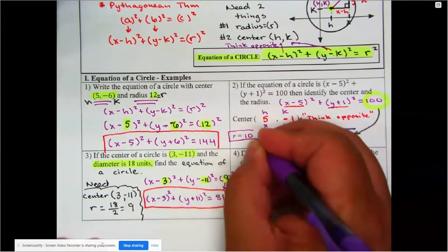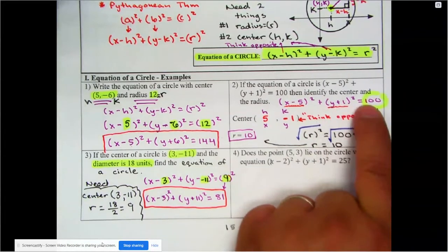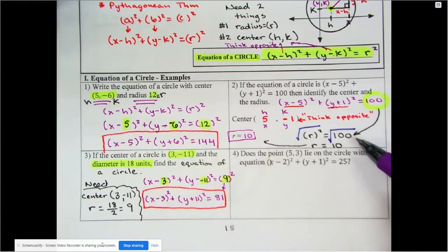So the concept or the idea here is, as soon as they give you an equation of a line, keep in mind, this is the radius, but to a power of 2. So your job will be to take a square root at all times.